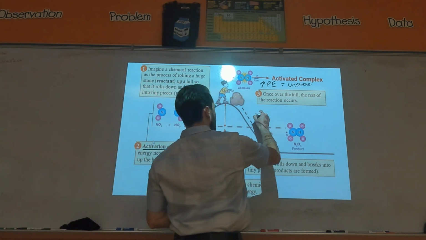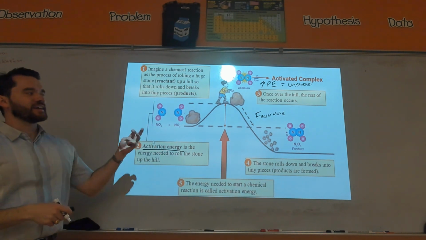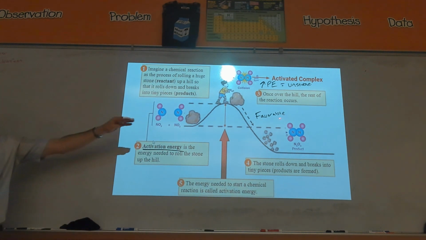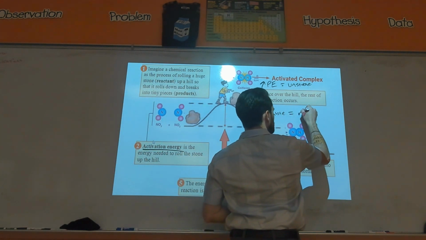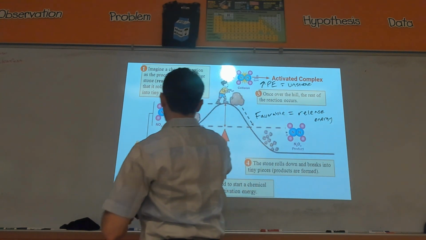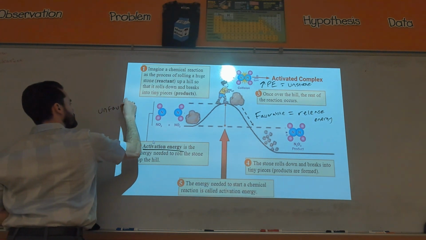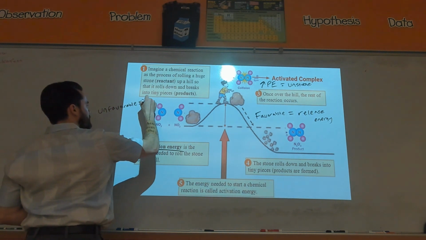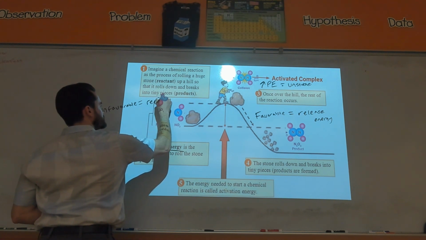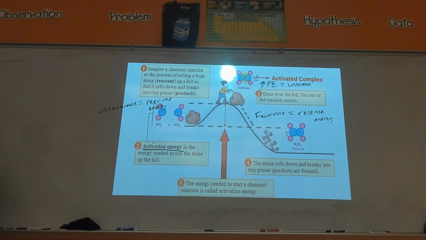So, favorable process. This is favorable, meaning it doesn't require energy to make that happen. Energy is going to be given off when you're going down like that. So favorable equals release energy. So compare that to up here, we're going uphill. This is unfavorable. So if something is unfavorable, it requires energy. Hence the activation. You have to put it in to get these two molecules up to the top of the hill.